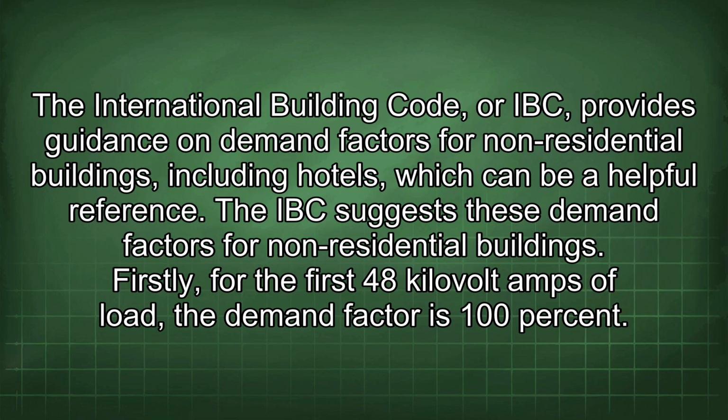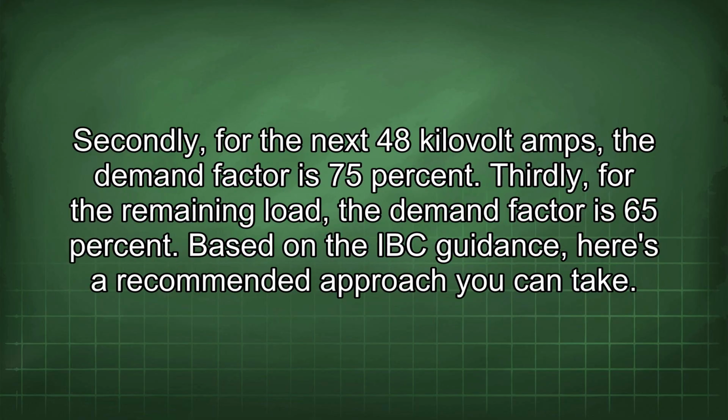The International Building Code, or IBC, provides guidance on demand factors for non-residential buildings, including hotels, which can be a helpful reference. The IBC suggests these demand factors for non-residential buildings. Firstly, for the first 48 kVA of load, the demand factor is 100%. Secondly, for the next 48 kVA, the demand factor is 75%. Thirdly, for the remaining load, the demand factor is 65%.